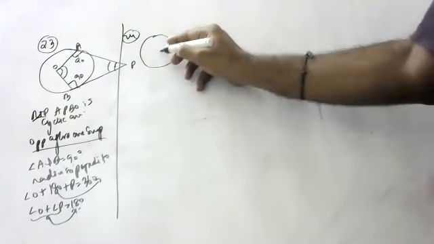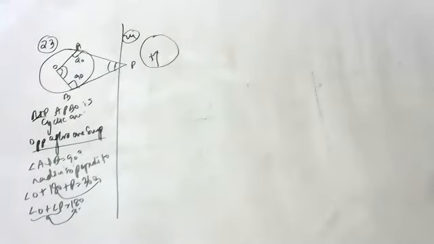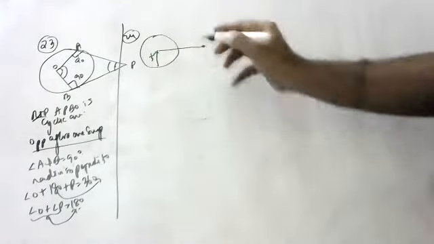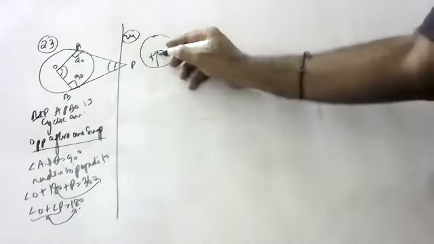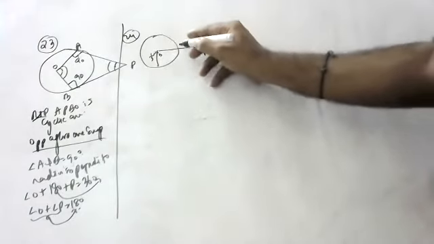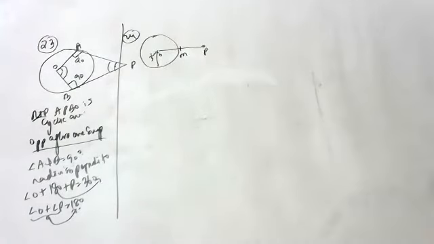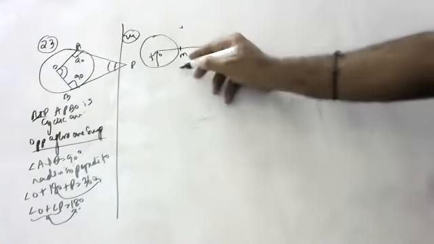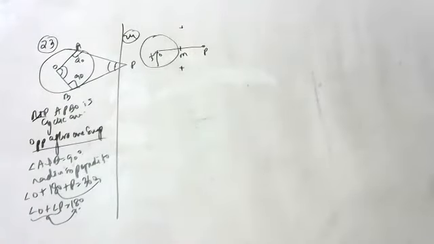Draw a circle of radius 3 centimeters, and from a distance of 7 centimeters from the outside, draw tangents. How do you draw it? First you locate the midpoint. How do you locate the midpoint? By drawing perpendicular bisectors, you locate the midpoint.